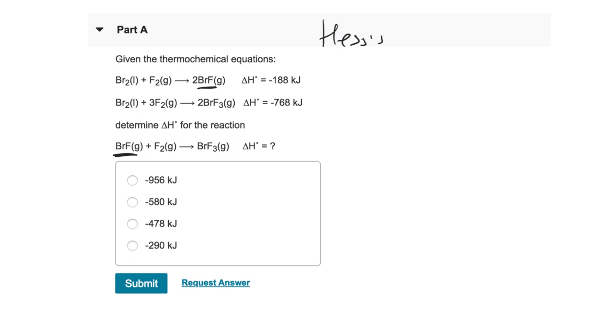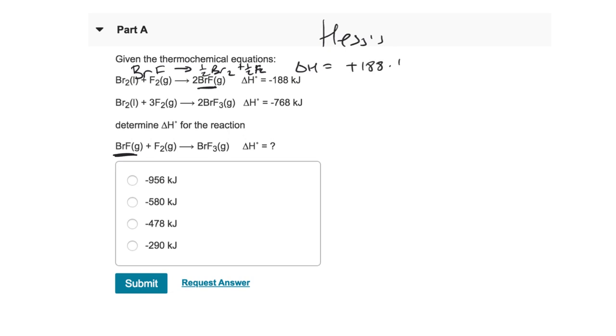So I'm going to flip this reaction. I also need to cut the coefficients in half. So I'm going to have BrF goes to a half Br2 plus a half F2. The delta H of this reaction is the negative of 188, so it's plus 188.